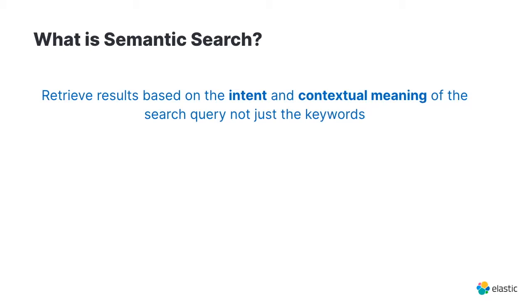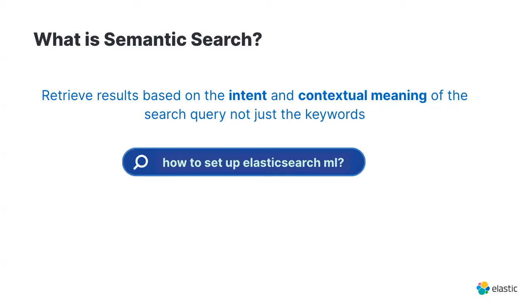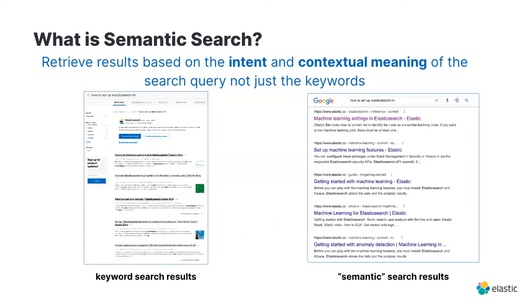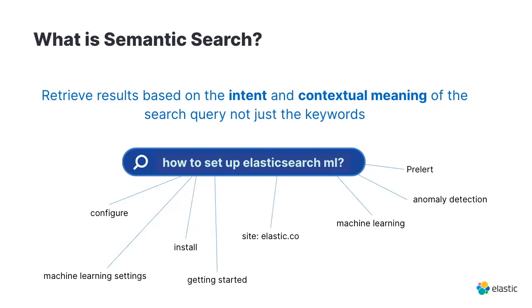When we talk about semantic search, we're trying to retrieve results that are based on the user's intent and contextual meaning, rather than just the keywords they've put in the search query. So if I search for something like how to set up Elasticsearch ML, meaning machine learning, then instead of just searching for those keywords across a set of documents, I might want to search for related terms, related context.